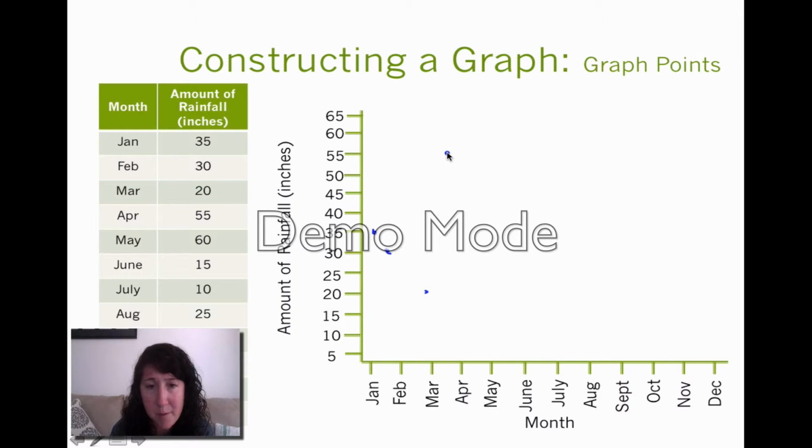Now if you're doing this on paper and you're a little bit of a perfectionist, you may want to use a ruler. Or you can even use graph paper, which is really easy and convenient to use. So let's get this done here.